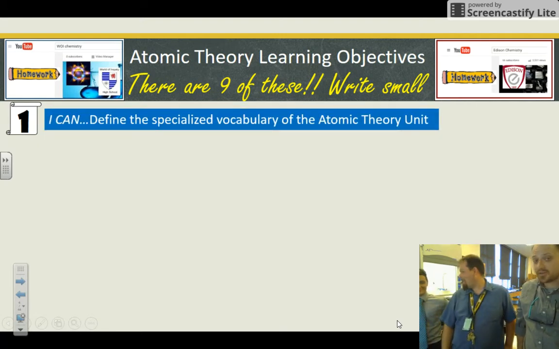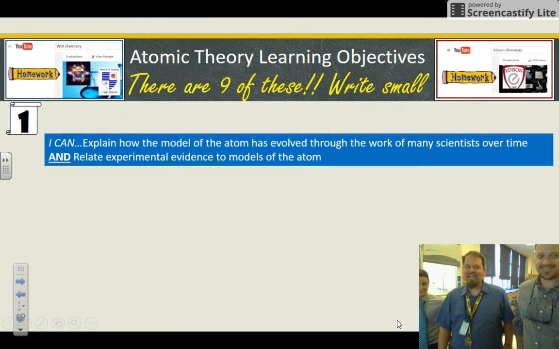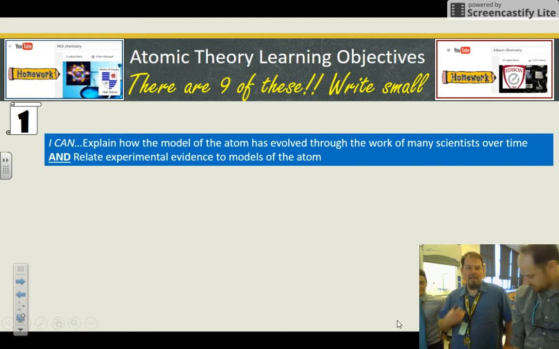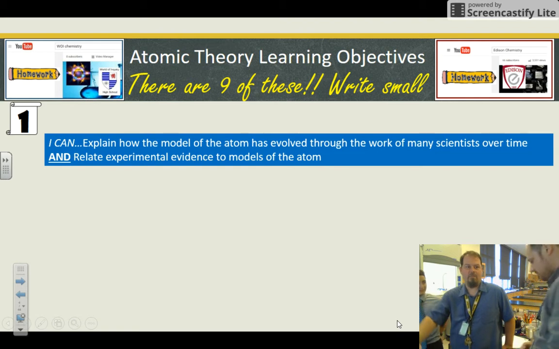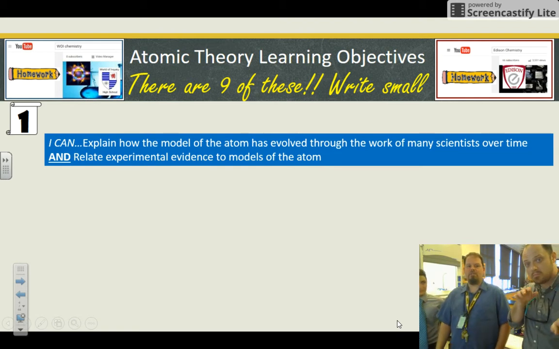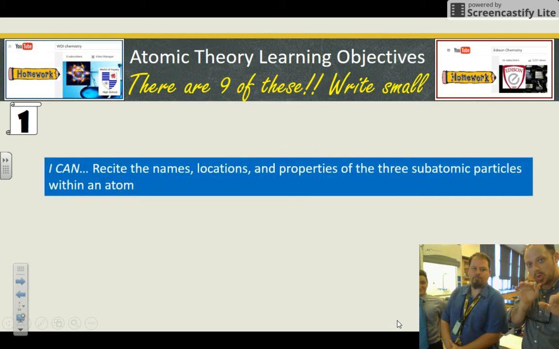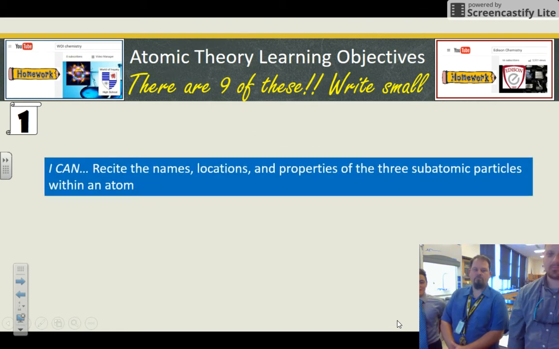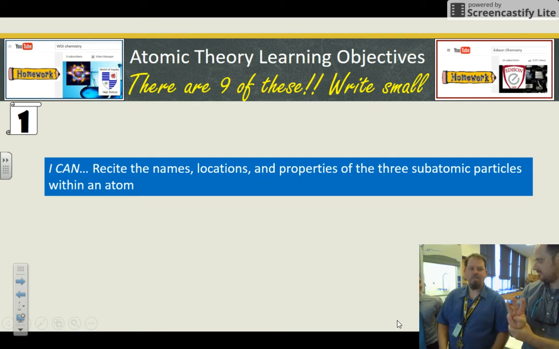I can define the specialized vocabulary of the atomic theory unit. You will be able to do that. I can explain how the model of the atom has evolved over time in the work of many of the scientists. My students don't know yet, but they're going to be doing a bigger project on this later in the year. And we will be able to relate the experimental evidence to the model. I can recite the names, locations, and properties of all 3 subatomic particles within the atom.